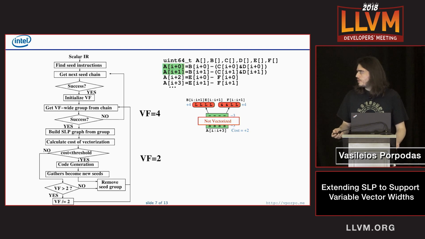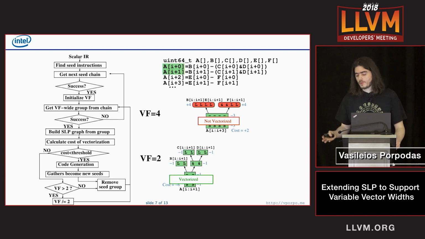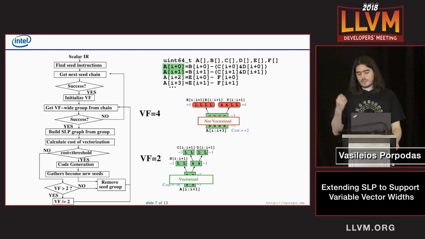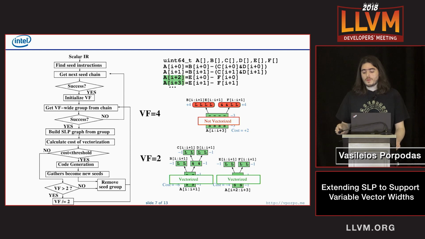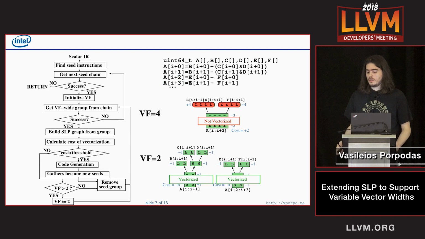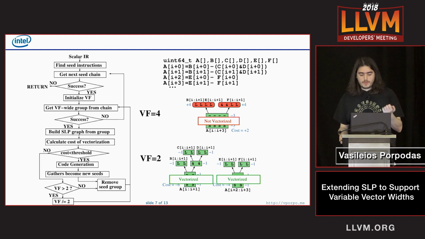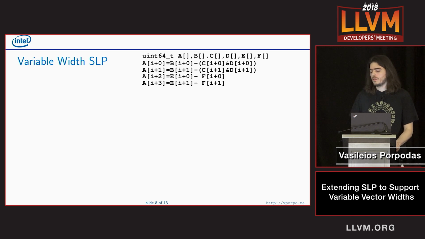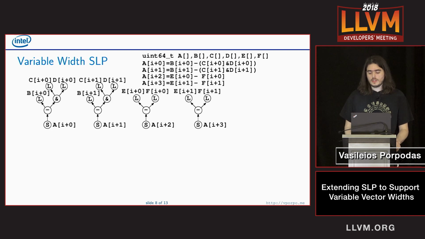So in the other case, if the SLP graph is not profitable to vectorize, then we check whether we can reduce the vector factor. And if we can, then we divide it by half, and then we repeat the process. So as I showed you earlier, we'll reduce the vector factor down to 2, and we'll grab the 2 seeds, vectorize them if possible, and grab the remaining seeds and try to vectorize them. So the process repeats until there are no seeds left, basically.